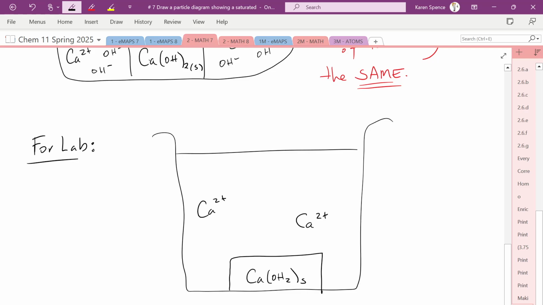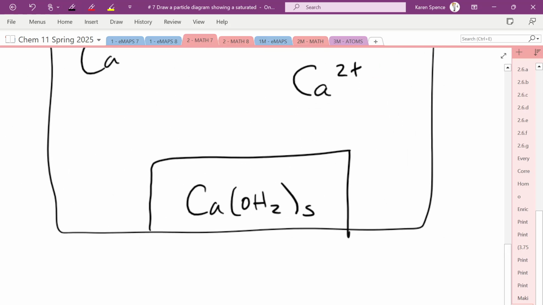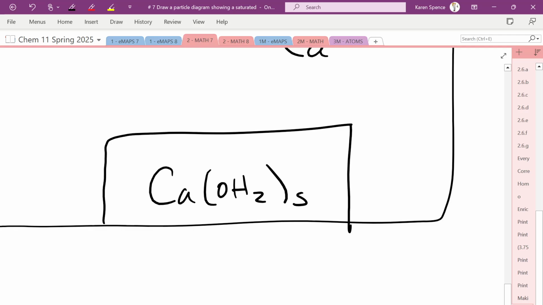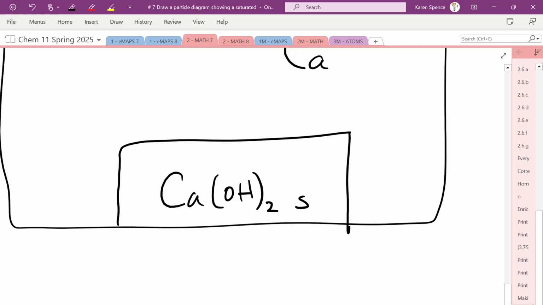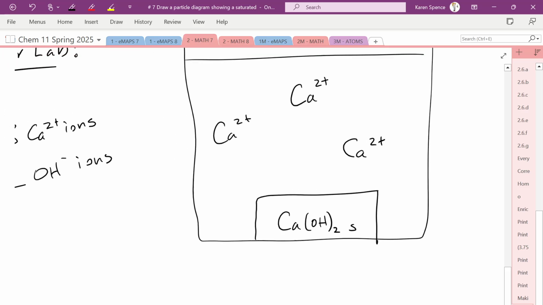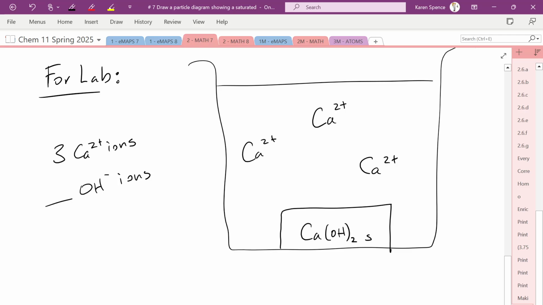Now, let's say in my solution, I draw 3 calcium ions. How many OHs should I have? Remember we have Ca(OH)2. What is wrong with my formula? I'm so embarrassed. The 2 should be outside the brackets. All right, that looks better now. How many hydroxides should I have in my solution if I have 3 calcium ions? I should have 6 because it is a 2-to-1 ratio.